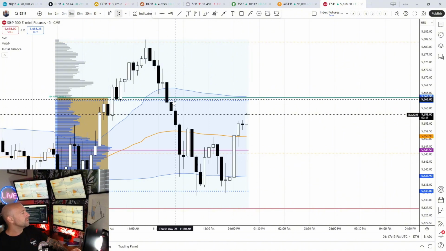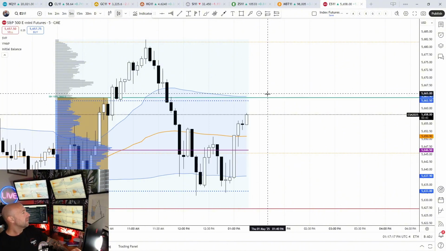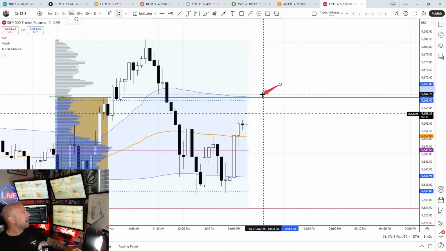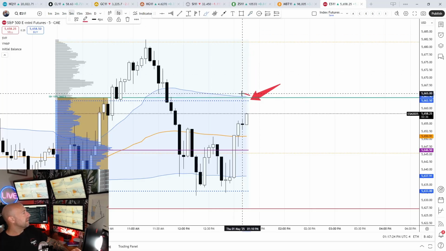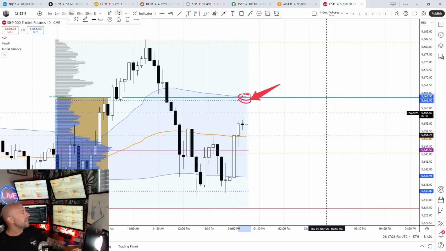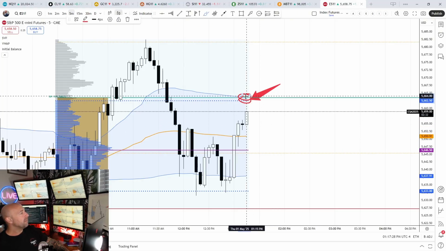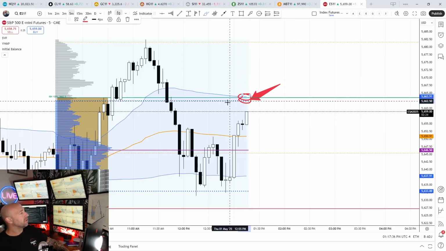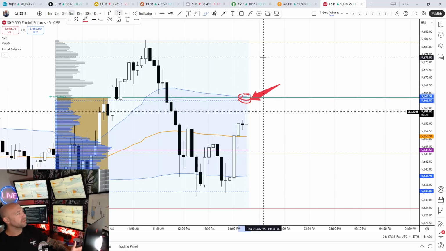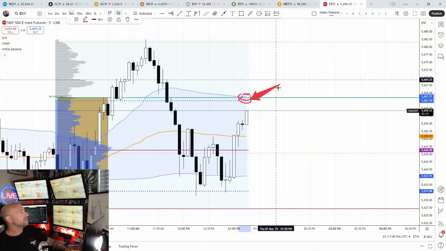The more confluence I have at a level, like this, where we have value area high, we have the initial balance high, and we have the upper band all in one spot, that's a high conviction level. I'm going to short right here. I will be looking at order flow. If there's relentless buying right through it, I'm not just going to, so there is a little bit of subjectiveness.